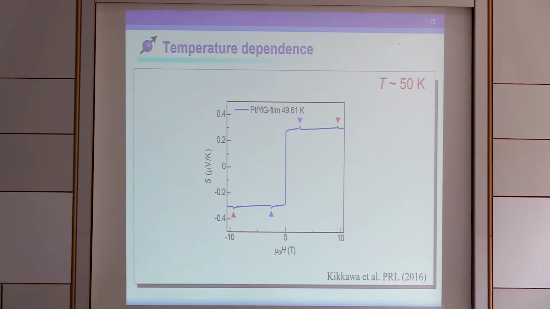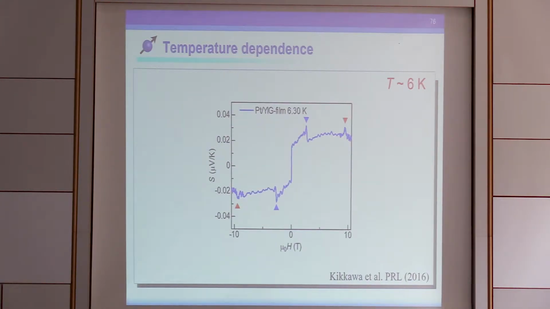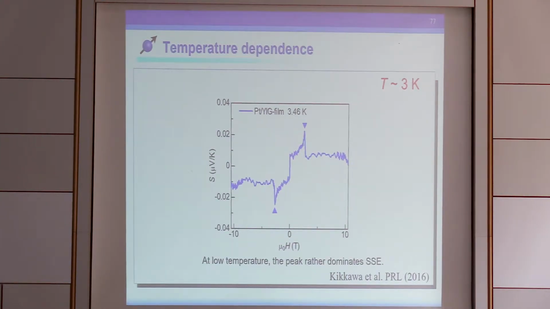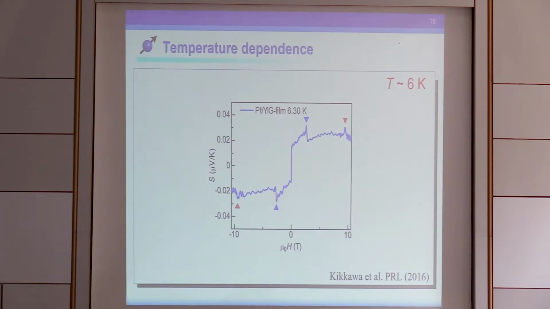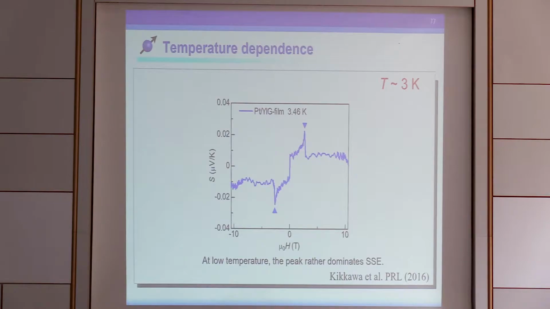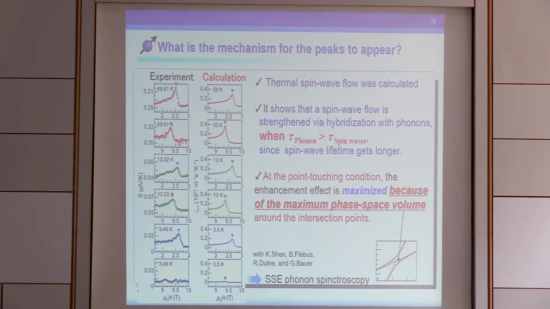It's a weak peak, but lowering the temperature, 6 Kelvin, and this is 3 Kelvin. At lower temperature, the peak became sharper, and at lower temperature the peak rather dominates the spin Seebeck effect. Okay, so 50 Kelvin and 3 Kelvin. At low temperature, the peak is the most significant component of the spin Seebeck effect.